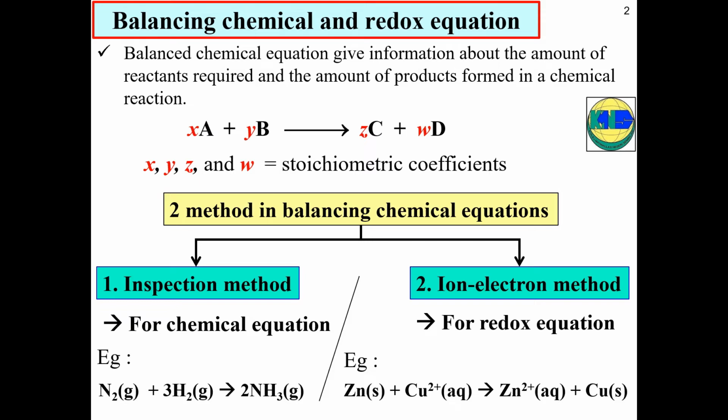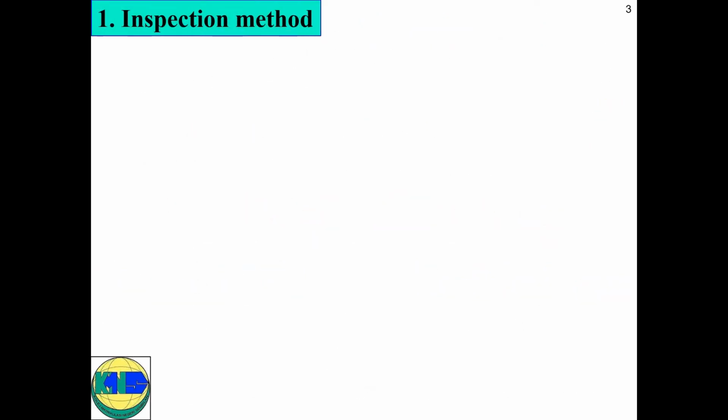There are two methods in balancing chemical equations. The first method is the inspection method, normally used for chemical equations. The second method is called the ion-electron method, normally used for redox equations involving ions in the reactions. Now we look at the first method, which is the inspection method.